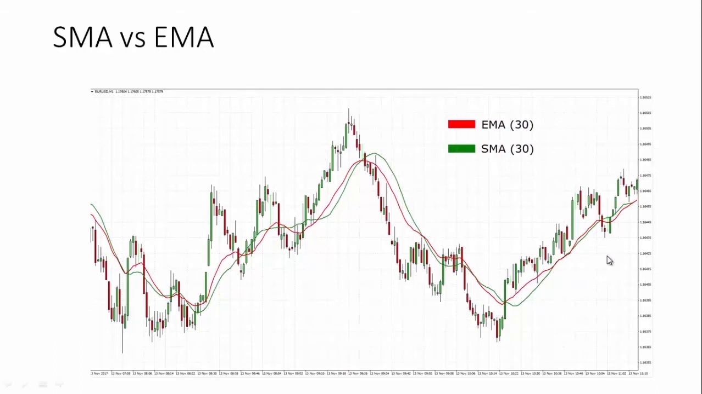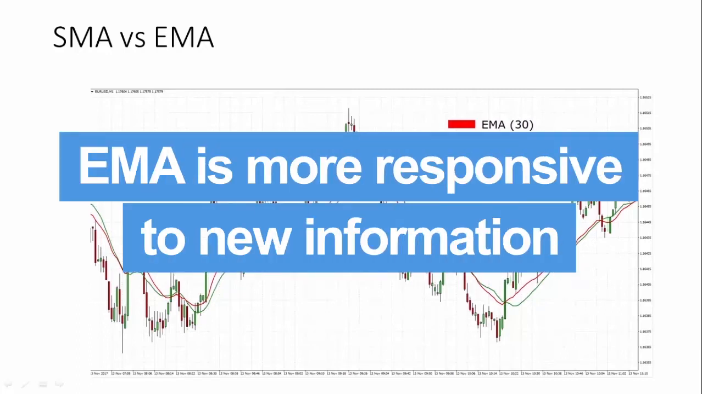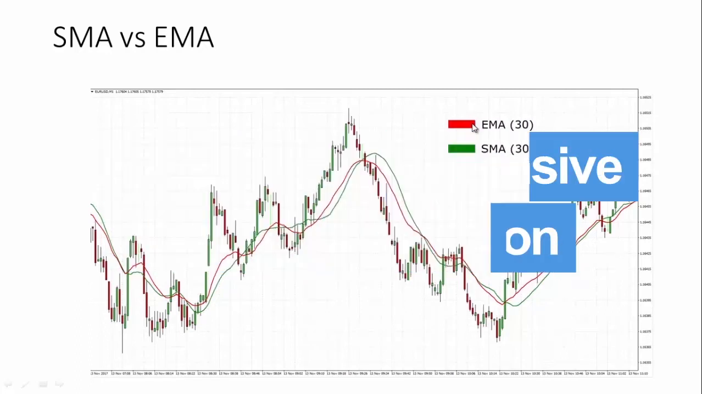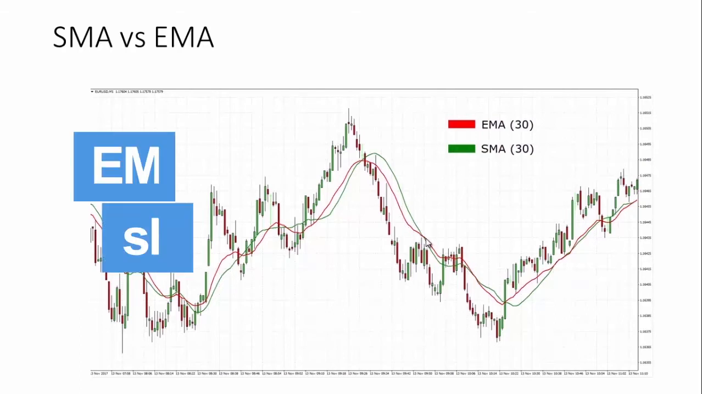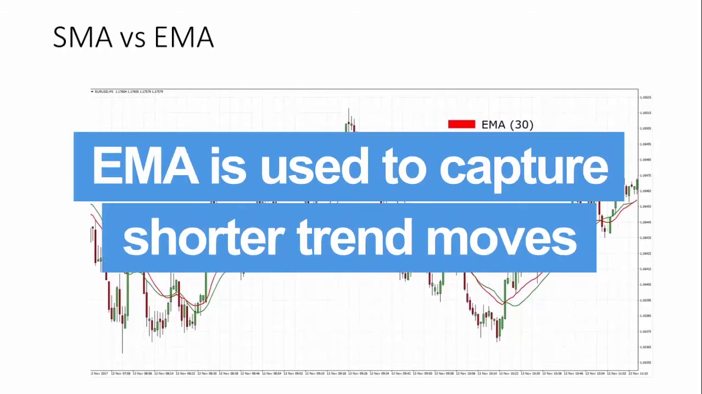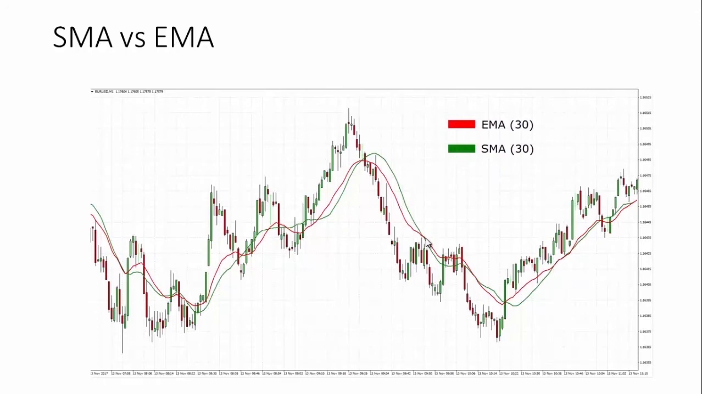While the calculation is beyond the scope of this tutorial, you should remember that the EMA is more responsive to new information relative to the simple moving average, as it focuses more on most recent prices. An EMA is used to capture shorter trend moves due to the focus on most recent prices. By this method, an EMA is supposed to reduce any lags in the simple moving average, so the fitting line will hug prices closer than a simple moving average.